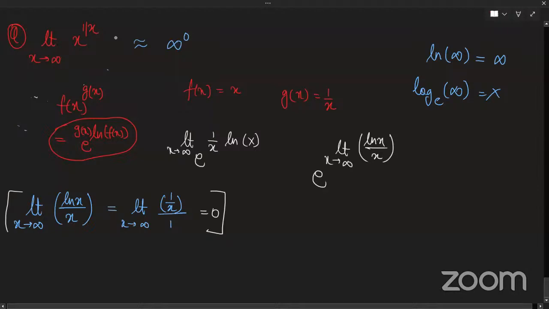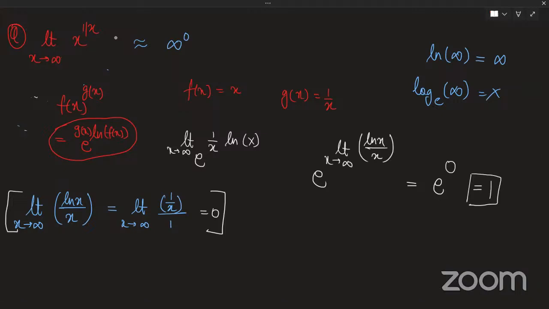So is this 0 my final answer? No, sir. It has to be raised to e also, right? e raised to 0. What is e raised to 0? 1. Correct. e is a real number, so you don't need to worry about it.